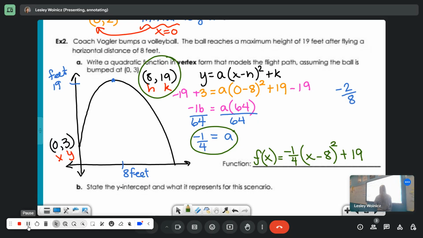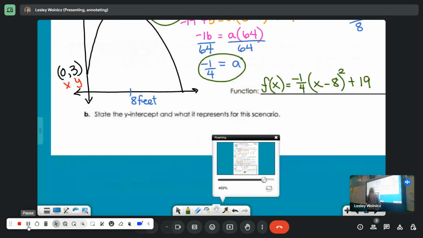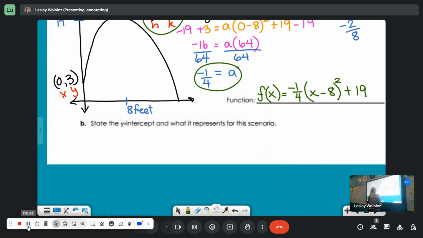All right, go ahead and state the y-intercept and what it represents for this situation.